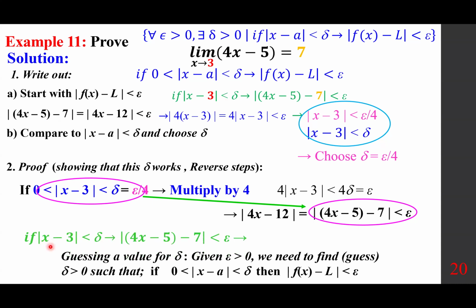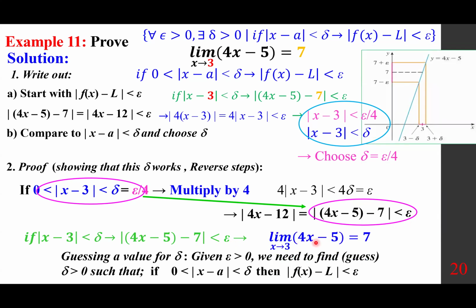If the absolute value of x minus 3 is less than delta, my apologies, then the absolute value of the parentheses for 4x minus 5 minus 7 must be less than epsilon. And now that's the proof that the limit of 4x minus 5 as x approaches 3 equals 7.